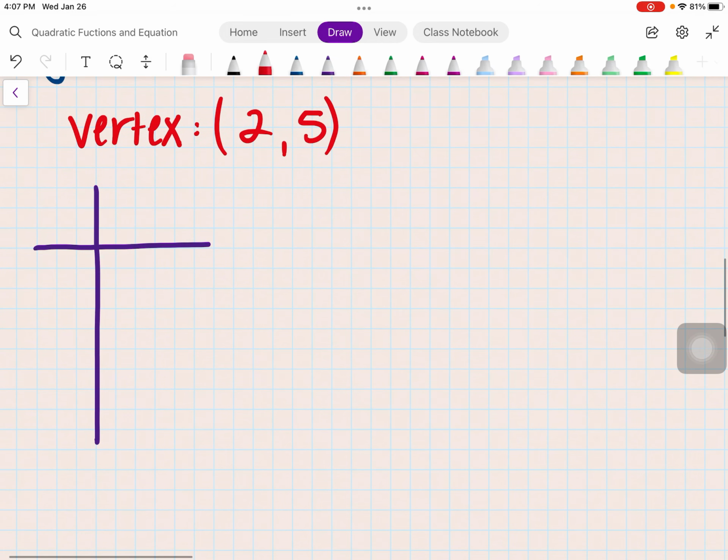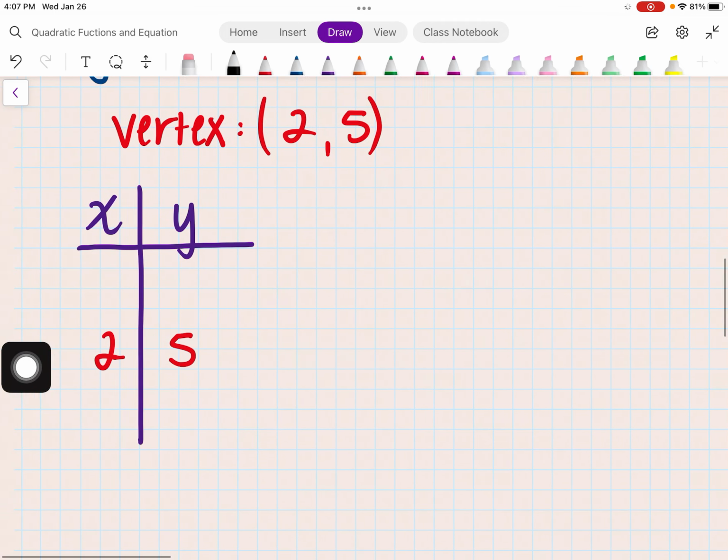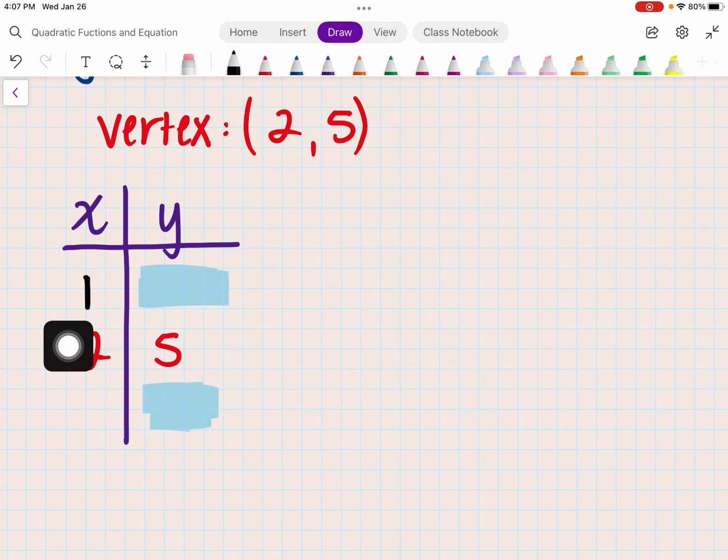I'm going to go ahead and write my vertex in the middle of the table. And I'm actually looking for 2 numbers in this case, guys. One that comes before and one that comes after 2. But both of those numbers have to be the same distance away from 2. So in this case, guys, let's say I have 1. 1 comes before 2. And in this case, there's only 1 space in between 1 and 2. So a number that comes after 2 that's 1 space away is 3.